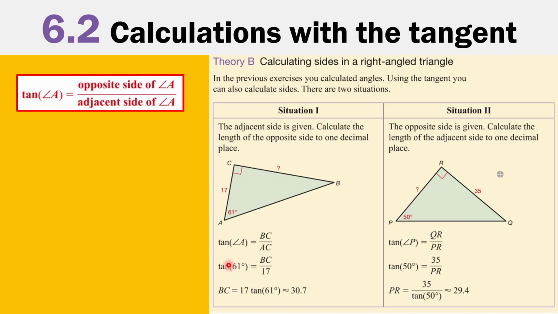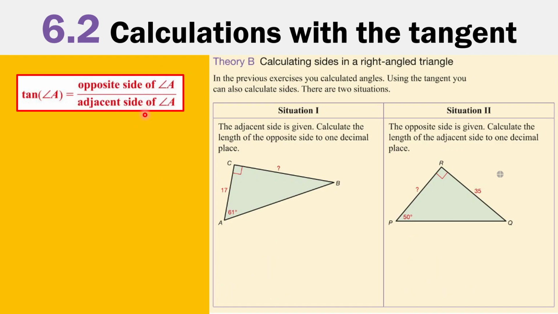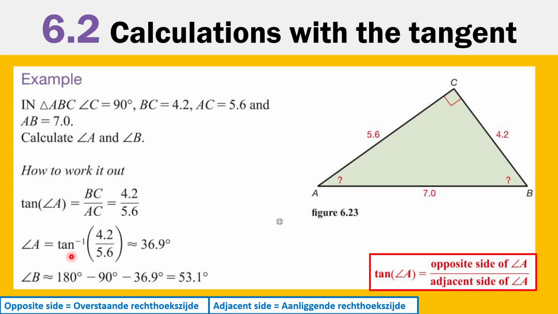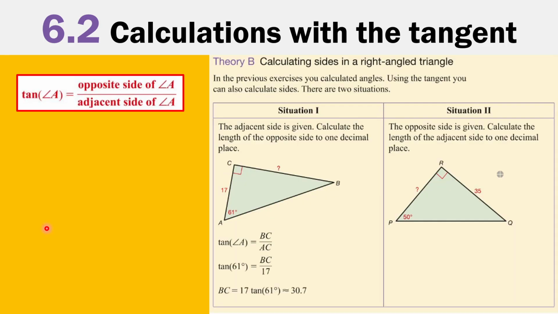Well, if you're going to calculate an angle and we know the two sides, then we're going to use the inverse tangents. If I go back to previous slides, here we use the inverse tangents because I get tangent angle A equals 4.2 divided by 5.6. But I don't want tangent angle A, I want angle A. So use the inverse tangents on both sides. Here I don't have that problem because I get tangent and I already fill in the value of an angle, which makes me calculate the tangents and makes the tangent disappear.